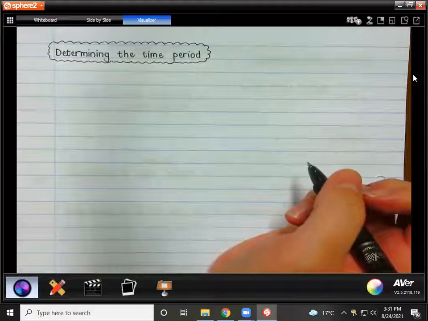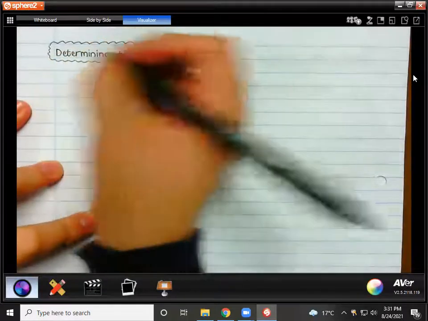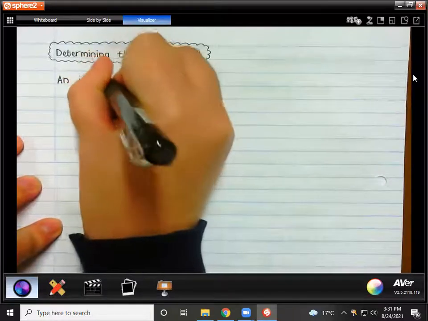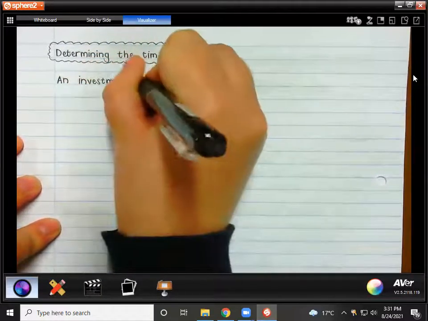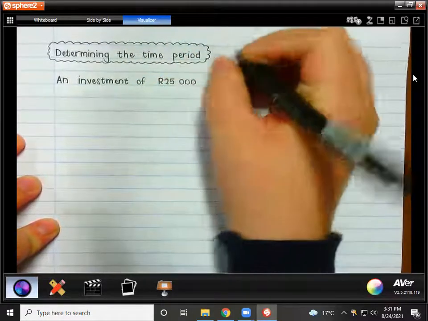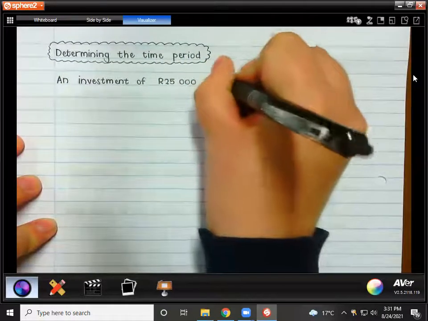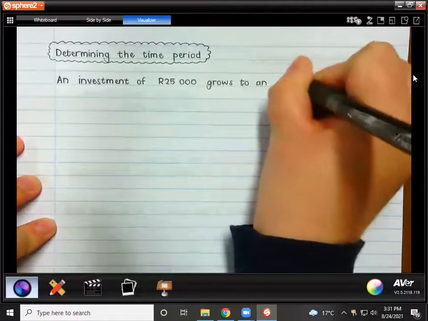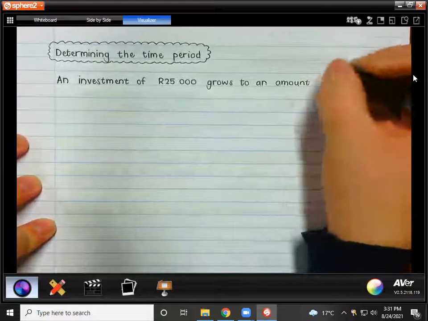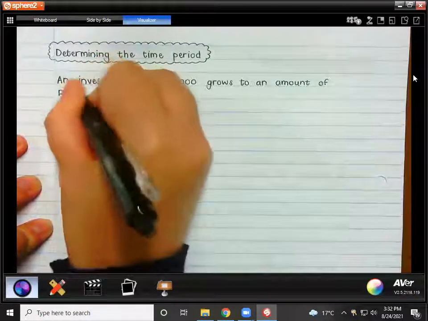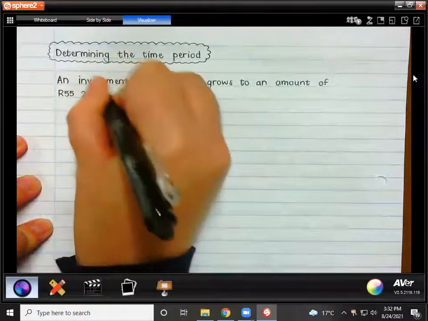Yeah, see the example that they have here is just a normal compound interest one. So we'll just do it and then I'll give you one of those, the present value or future value ones, to quickly do. So an investment of 25,000 Rand grows to an amount of 55,267.04.